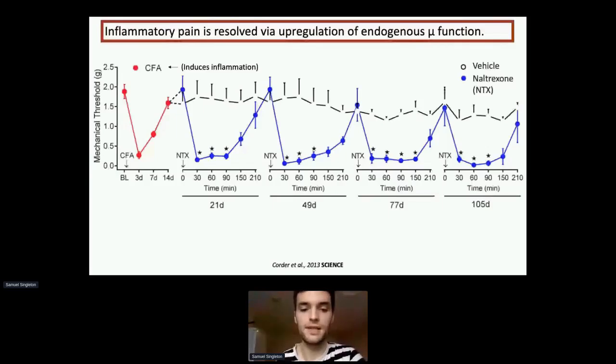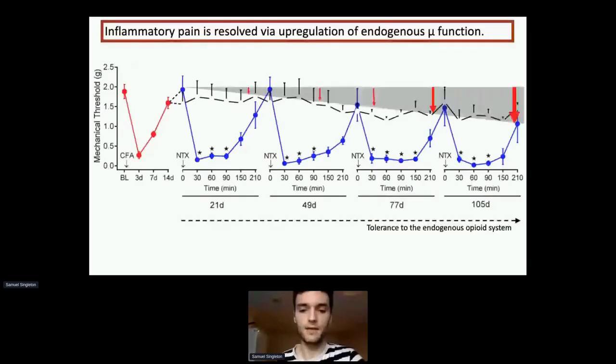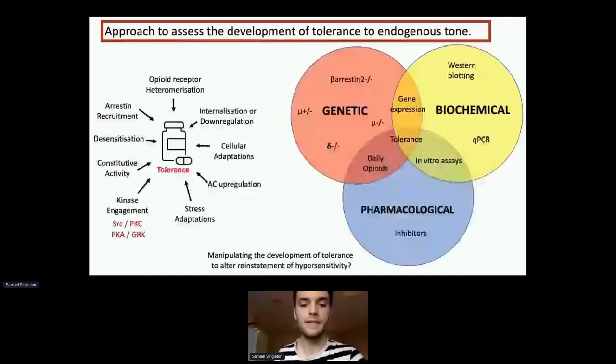However, when mice are injected with the compound called naltrexone, NTX, which stops any activity at the mu receptor, then this hypersensitivity is reinstated for many months, telling us that mu receptor activity is involved in recovery and that this may last indefinitely. However, over time, the ability to recover is reduced, which may be indicative of tolerance to endogenous mechanisms.